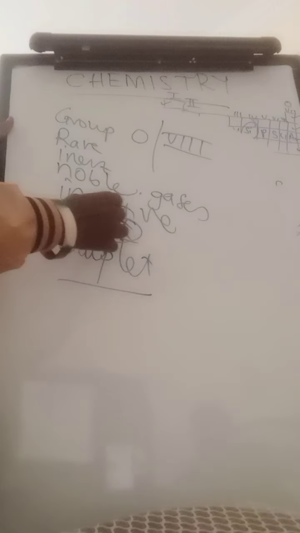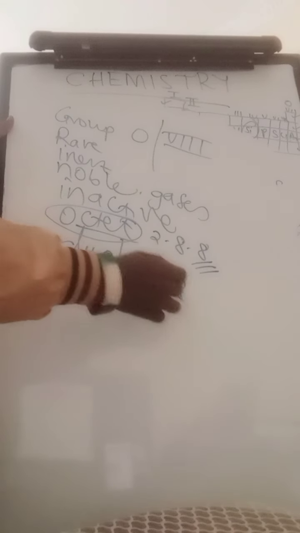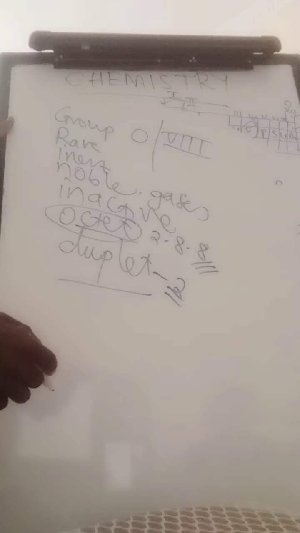So we call these elements rare gases, or we can call them inert gases, or you can say noble gases, or they are literally inactive, so they do not gain or lose. They either have what we call an octet state or a duplet state. You must have heard of these things, octet or duplet. Octet means it has 8 electrons in the outermost energy level, from the word octagon. Duplet, how many electrons? 2 electrons in the outermost energy level.